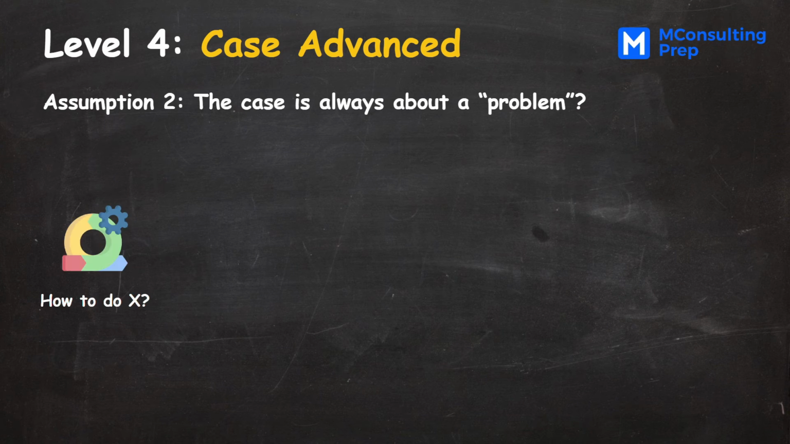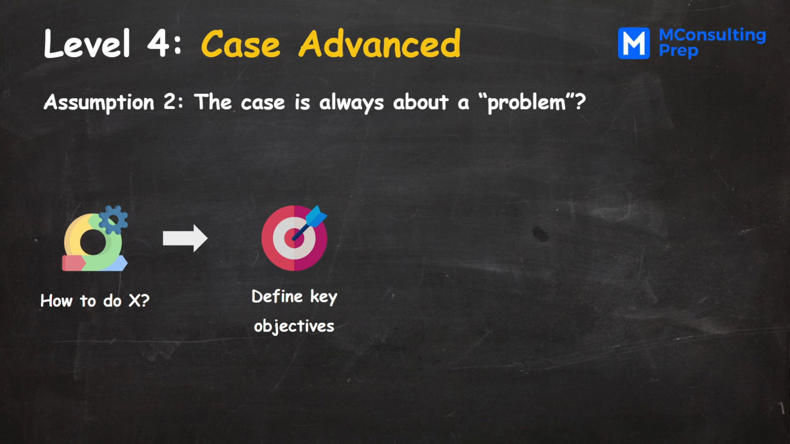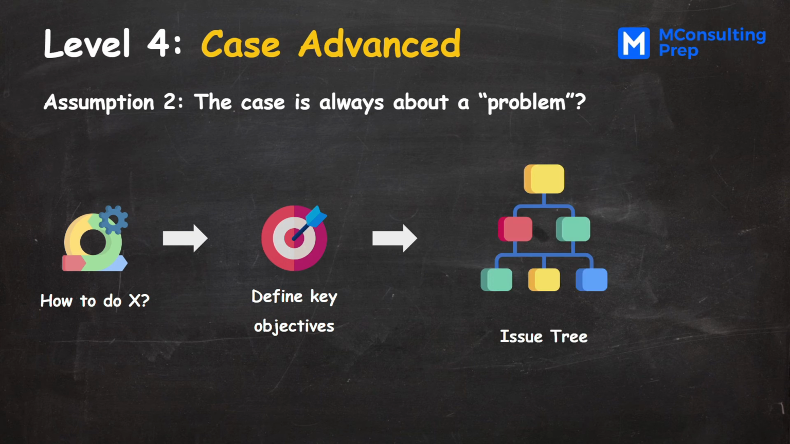What about the how to do X case format? How to get the first human to Mars is a good example of this. Logically speaking, this format should also start with defining the key objective and going straight to an issue tree in a MECE way. Then we fill it with lots of data and insights. Once reaching a granular level, we provide solutions.